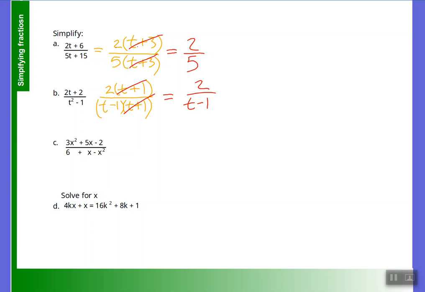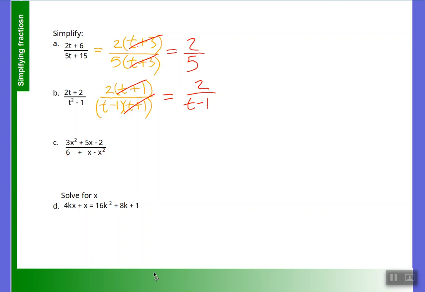So we have 3x squared plus 5x minus 2 all over 6 plus x minus x squared. So, if you are in the first two table groups, so that's you four, all of you, would you please factor the numerator. The back two table groups, would you please factor the denominator? Oh, yeah. So go for it.